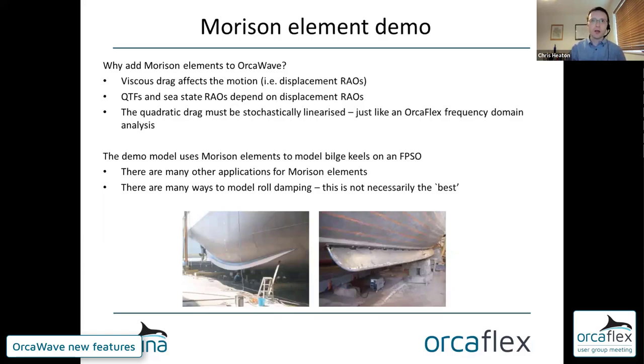So Morison drag, of course, is a quadratic drag. It's quadratic in the fluid velocity, the relative velocity. So it has to be linearized, and we're going to do that using stochastic linearization, I think is the best practice, just like we do in the frequency domain for OrcaFlex.